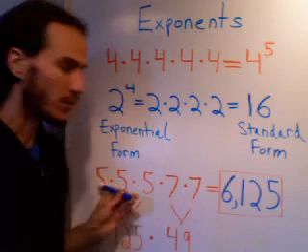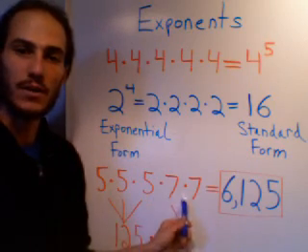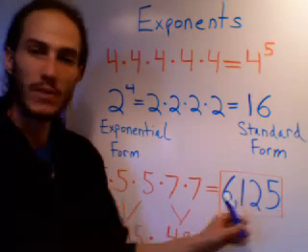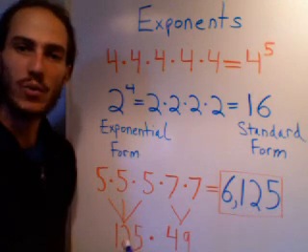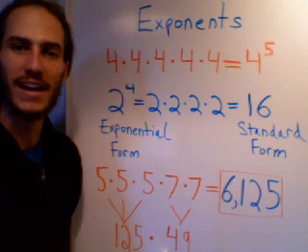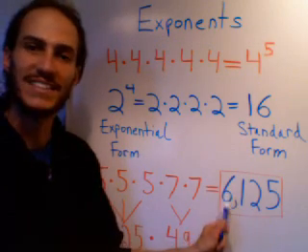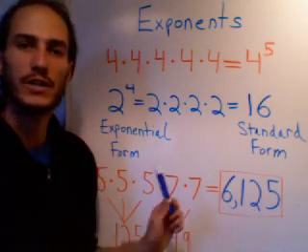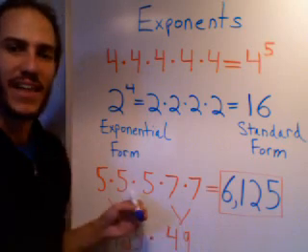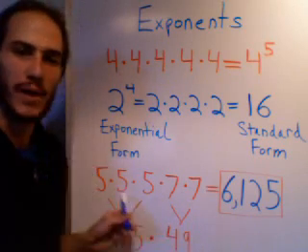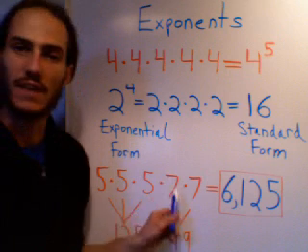So if you wanted to convert from this form into standard form, you multiply 125 times 49, and that would give you a total of 6,125. Again, that can also be written in exponential form as 5 cubed times 7 squared.